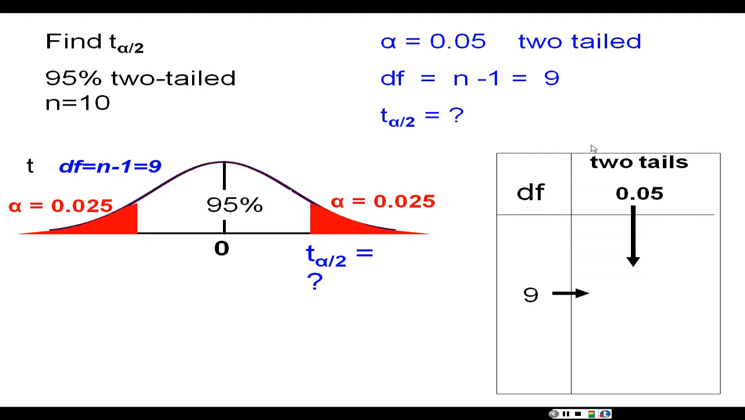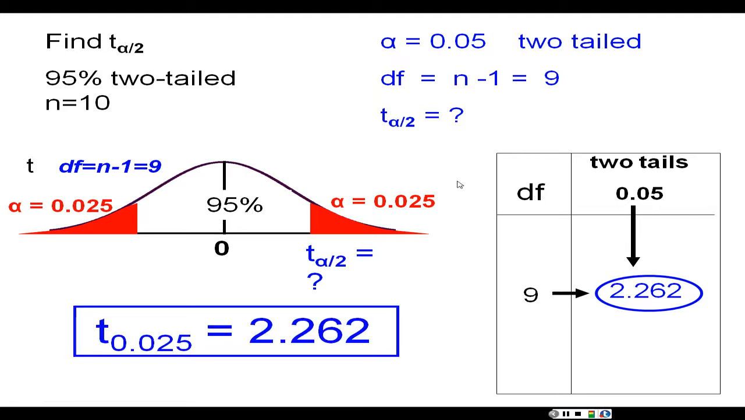That will be the 0.05. That's already including the two areas on the two sides of the graph. You go down to where your degrees of freedom are 9, and you find that number. This is your critical value, 2.262.